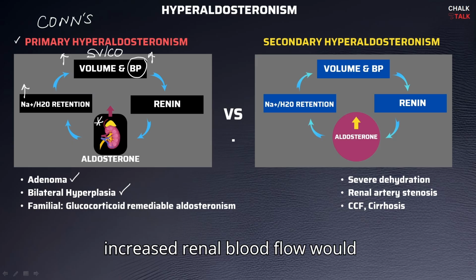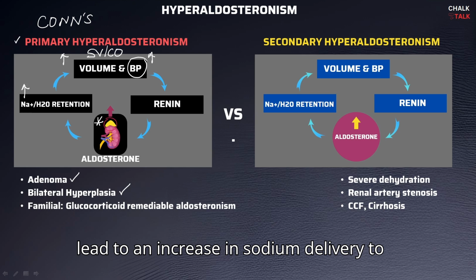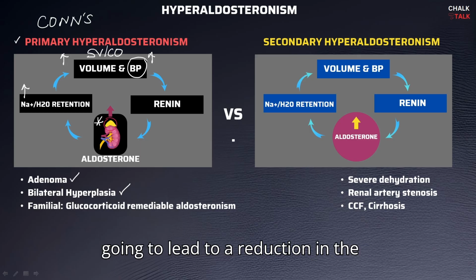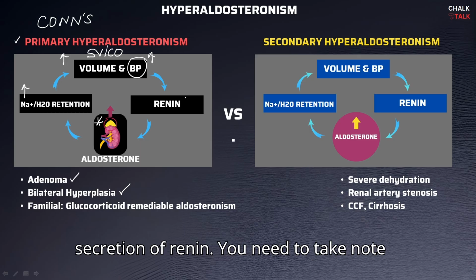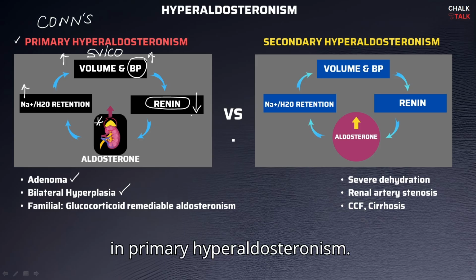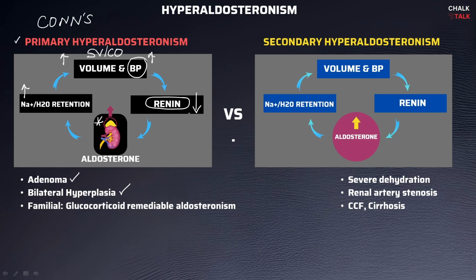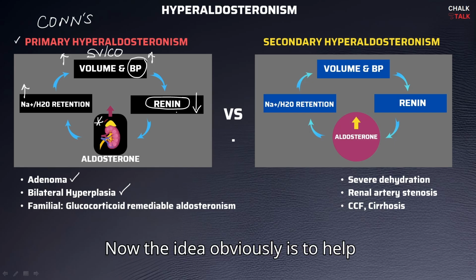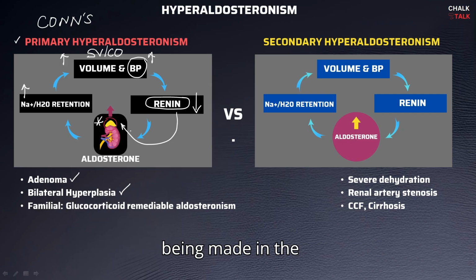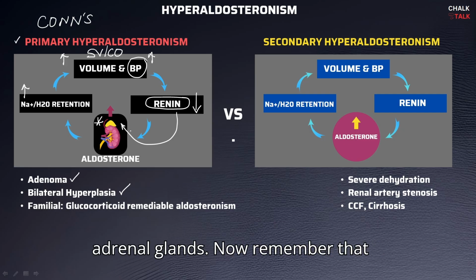So, the increased renal blood flow would lead to an increase in sodium delivery to the macula densa. Eventually, that is going to lead to a reduction in the secretion of renin. You need to take note of this. Renin is decreased in primary hyperaldosteronism. Now, the idea obviously is to help reduce the excessive aldosterone that is being made in the adrenal glands.